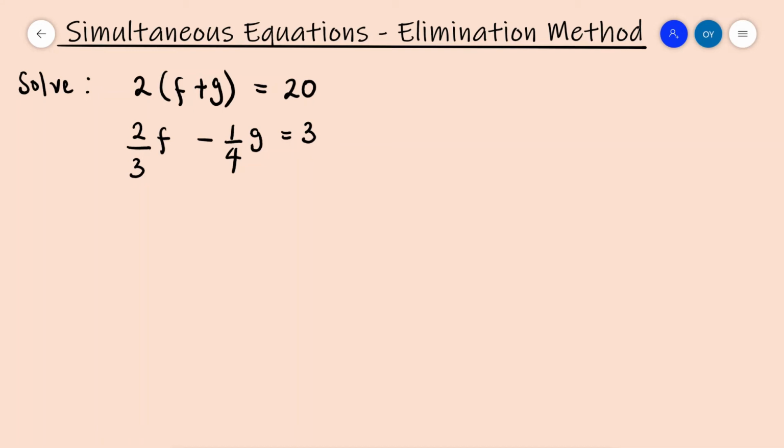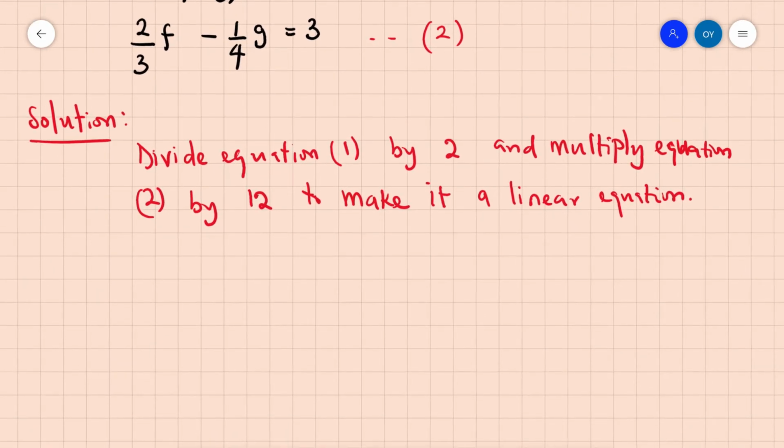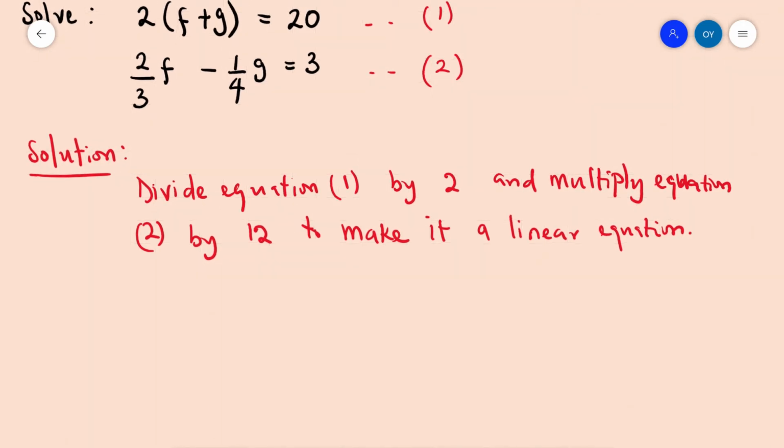Now let's solve this third example. We have 2(f plus g) equals 20 and 2 over 3 f minus 1 over 4 g equals 3. Solution. So we have our equation 1 and equation 2. So divide equation 1 by 2 and multiply equation 2 by 12 to make them linear equations.